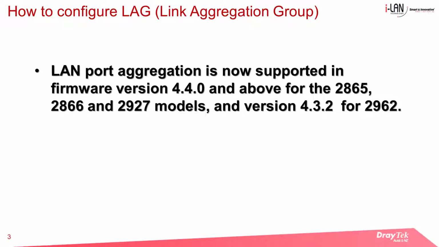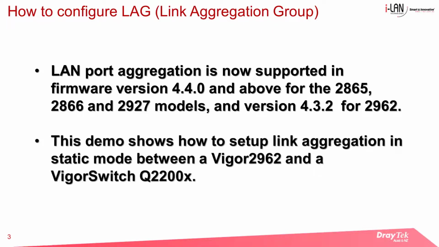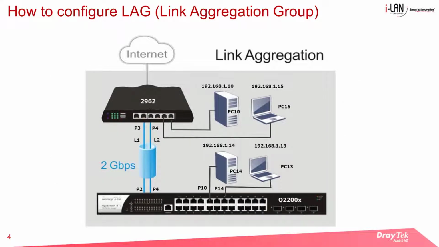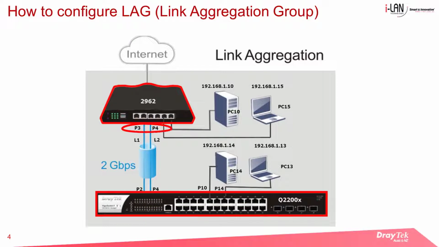LAN port aggregation is now supported in firmware version 4.4.0 and above for models 2865, 2866, and 2927, and version 4.3.2 for 2962. This demo shows how to set up link aggregation in static mode between a bigger 2962 and a bigger switch Q2200X. This is a brief sketch of our demo today, where we have a 2962 linked by LAG to the switch through ports P3 and P4 on the 2962.